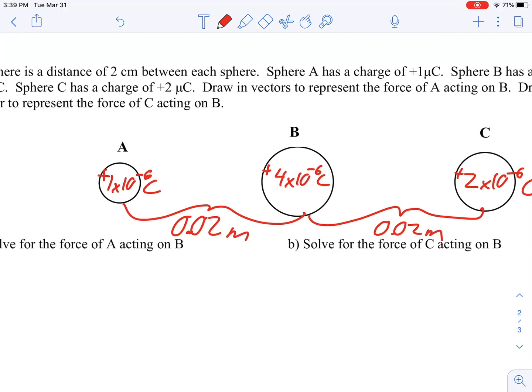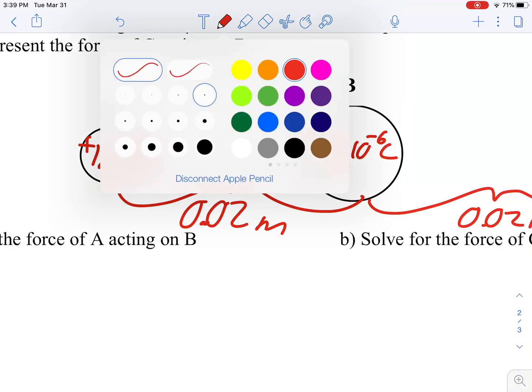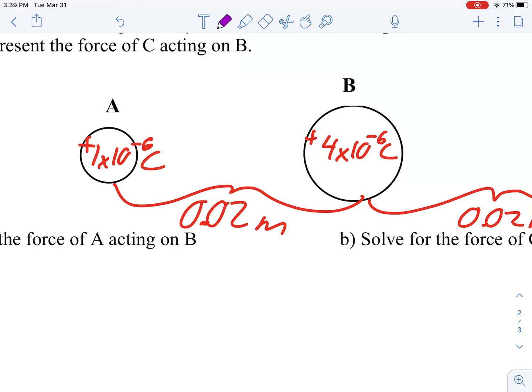So the first thing you have to do, and we're not even done reading the question, it says draw in the vectors to represent the force of A acting on B. So just look at A and B. Is A pushing B to the right or pulling B to the left? They're like charges, so it's going to be pushing it to the right. They're repelling each other. So I'm going to label this as the force of A on B.